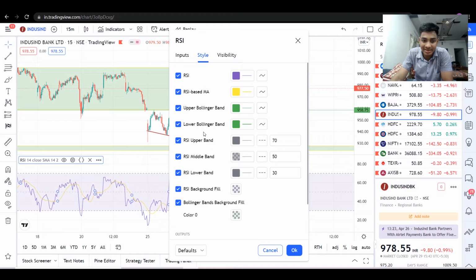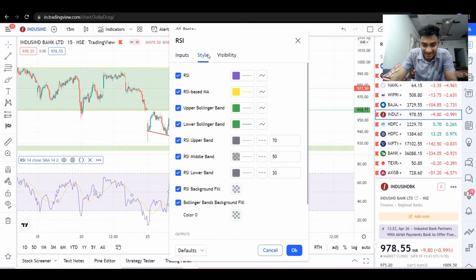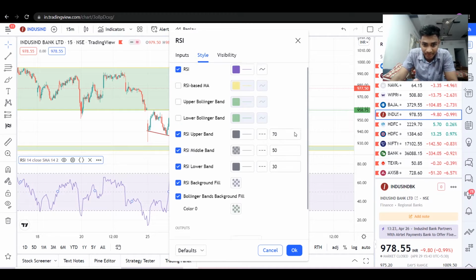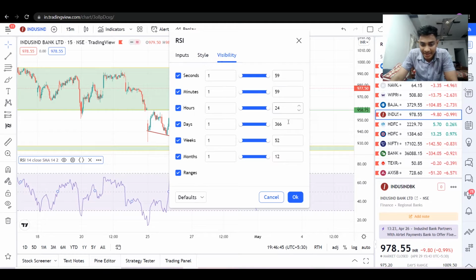Now going to the settings of RSI, if you click on settings, you can see that there are a number of things ticked. I don't want any of this. In inputs, I'm going to keep the RSI length at 14, source close, and moving average type simple moving average, everything as it is. In style, you are going to turn off the upper Bollinger Band and lower Bollinger Band; you do not need these. You need to turn on RSI mandatorily. You don't even need RSI-based MA, where MA is the moving average. Then coming to visibility, keep it default.